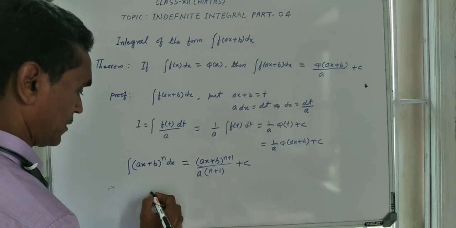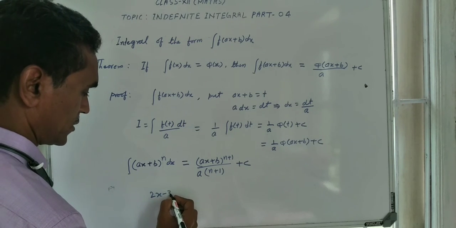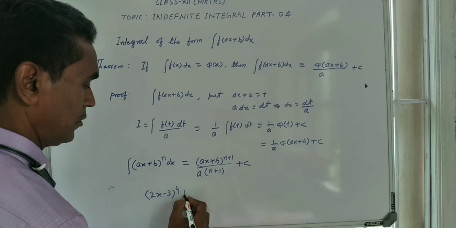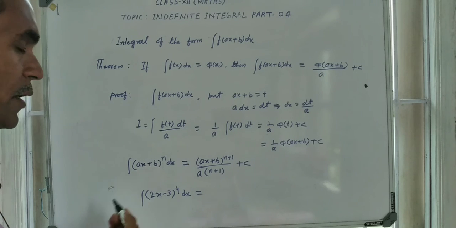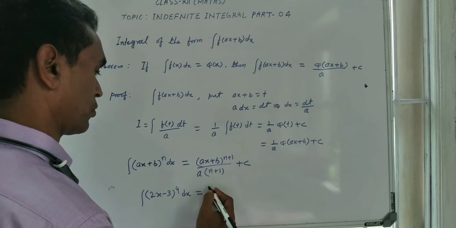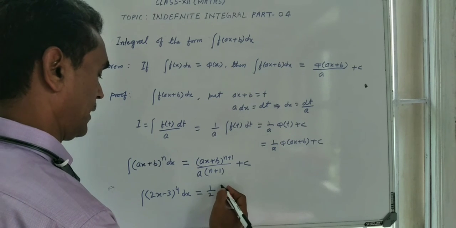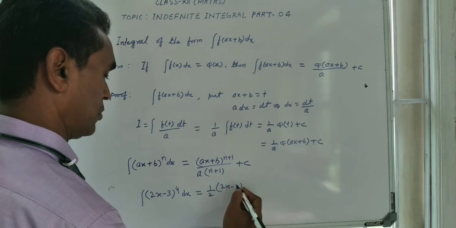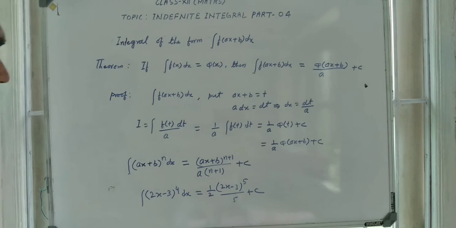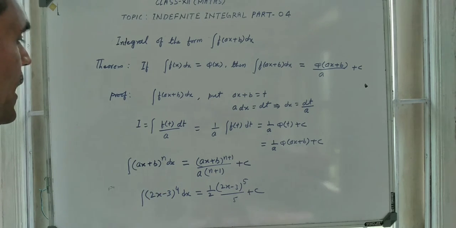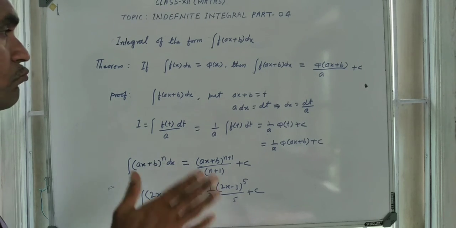Now take one example, 2x minus 3 to the power 4. What will be the integral of this? Here again x has been replaced by ax plus b. a is 2, so 1 by 2, the coefficient of x, and 2x minus 3 to the power 4 plus 1, that is 5, divided by 5, plus c. I think you got it. So if x is replaced by ax plus b, we don't use substitution.